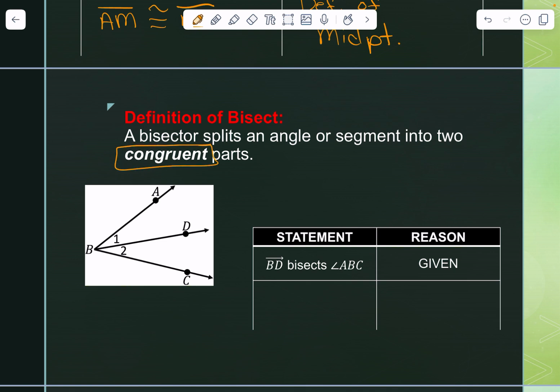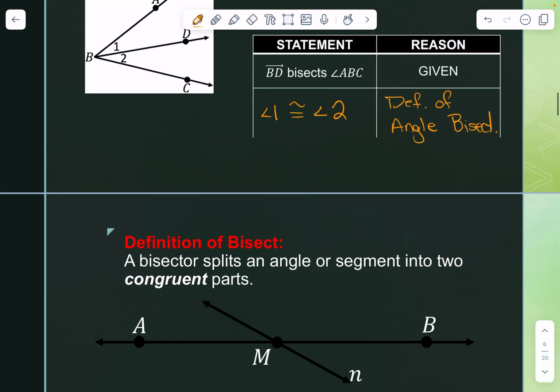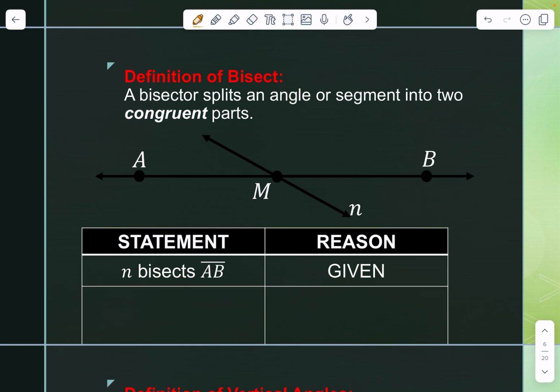Next, we go to the definition of a bisector. A bisector splits an angle or segment into two congruent parts. Since we're dealing with congruence, we're not going to use the measure. We're going to use the angles themselves. So BD bisects angle ABC, which would tell me angle 1 is congruent to angle 2. And that is by definition of angle bisector.